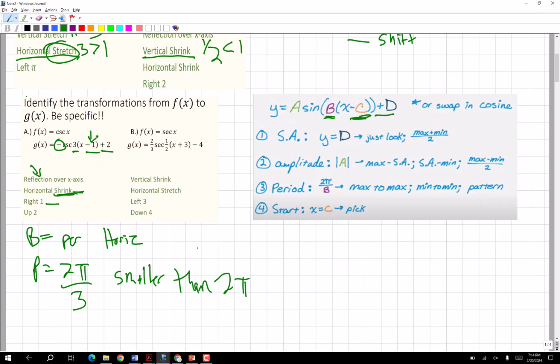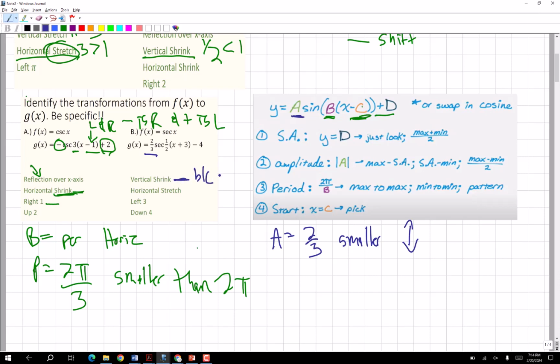So this inside part is the left and right. And remember, negative is right and positive is left. And then up top, that's just this part, and this just has a regular one. All right, so let's take a look at this guy right here. We don't have a flip because it's positive, so there's no reflection. The number in front of secant is 2/3, which is A. So if my amplitude is 2/3, that means it's going to be smaller. Remember, amplitude affects the up and down. That's a vertical shrink because it's less than 1.